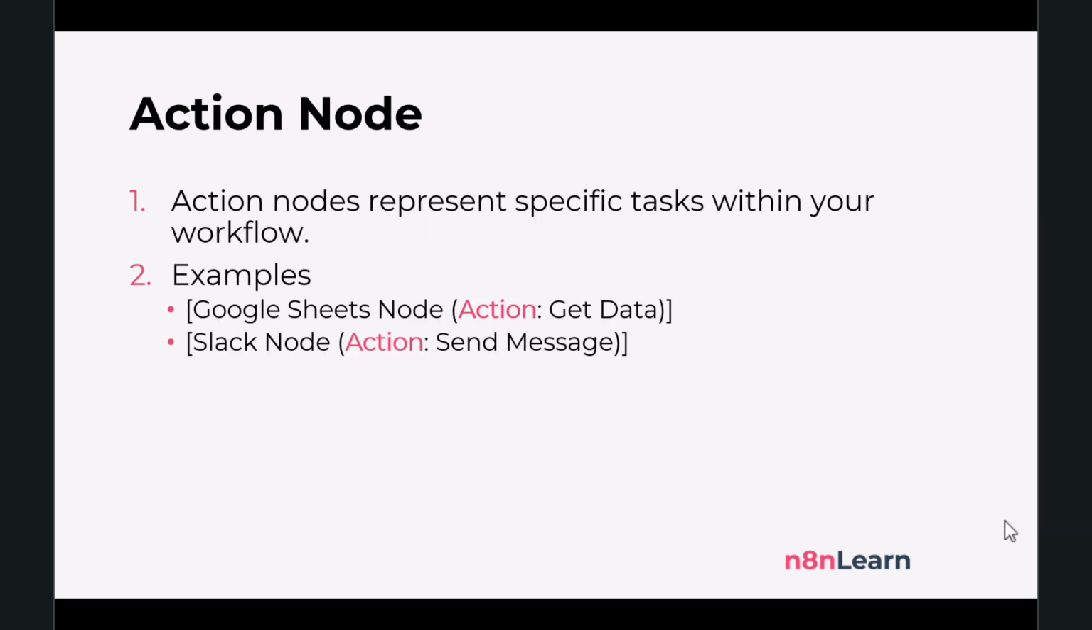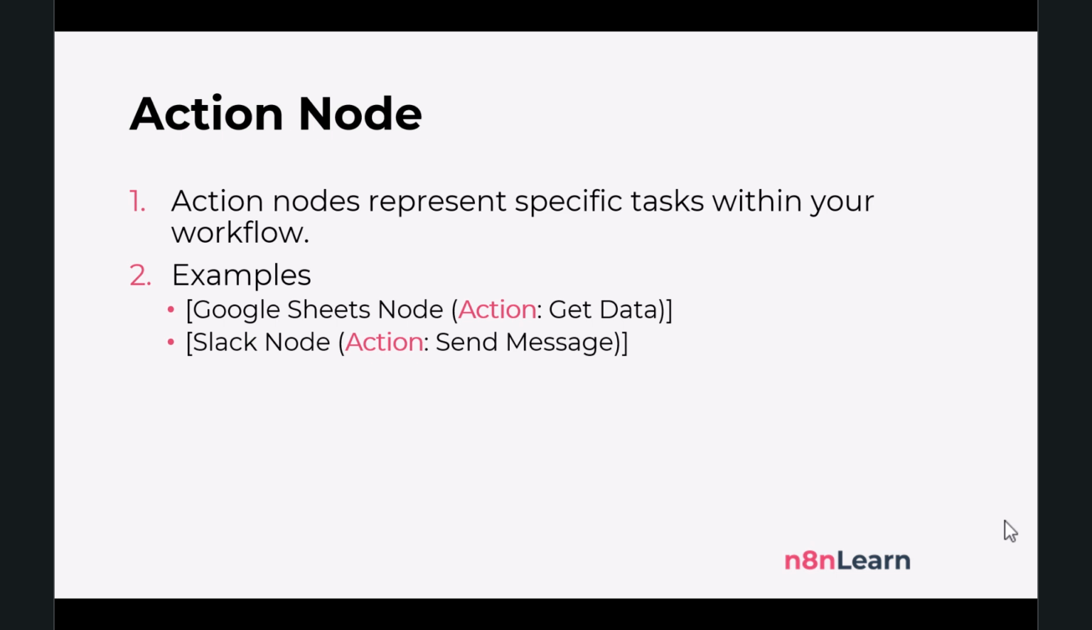The second kind of node is the action node. So once your workflow is triggered, you need nodes to do the actual work. And for this, we use the action node. Action nodes are specialist workers. So you can have a Google Sheets worker that knows how to read and write data to spreadsheets. You can have a Gmail worker that knows how to send emails, and so on. So action nodes represent specific tasks within your workflow.